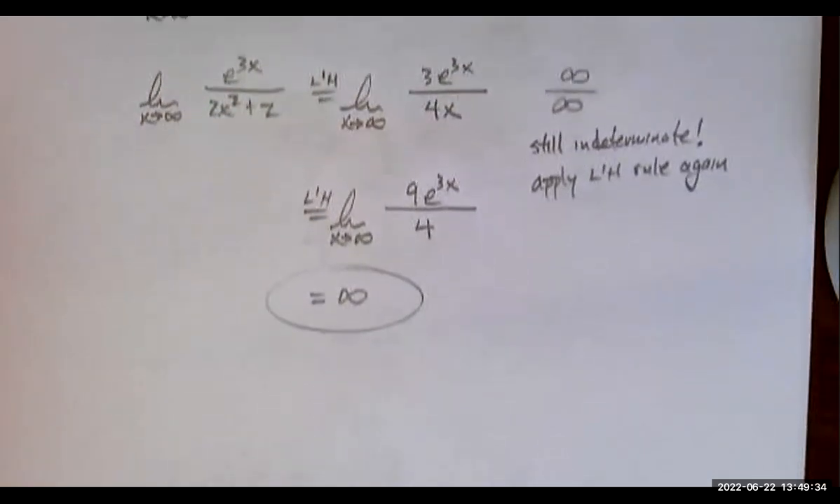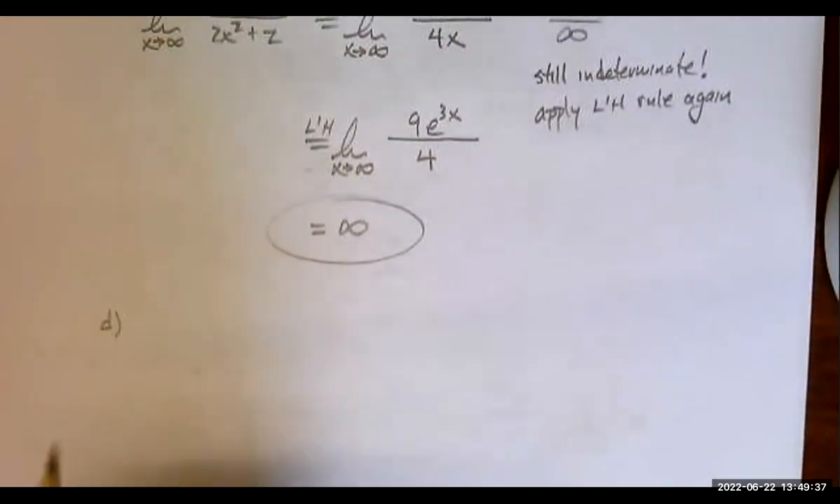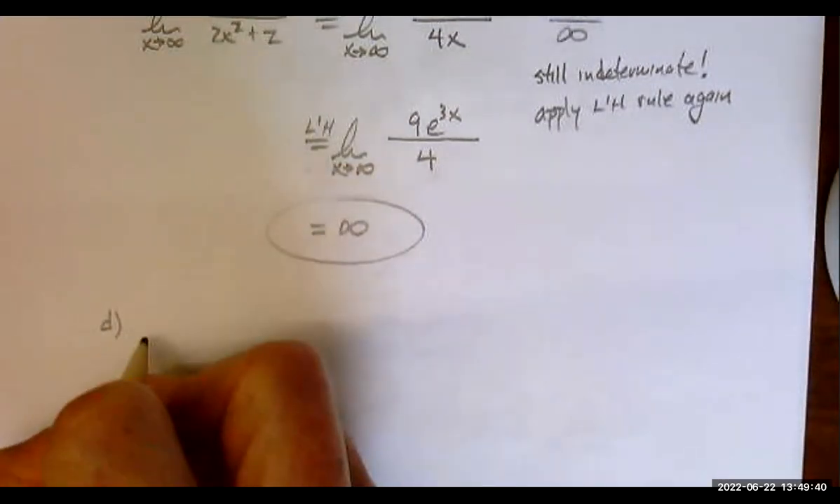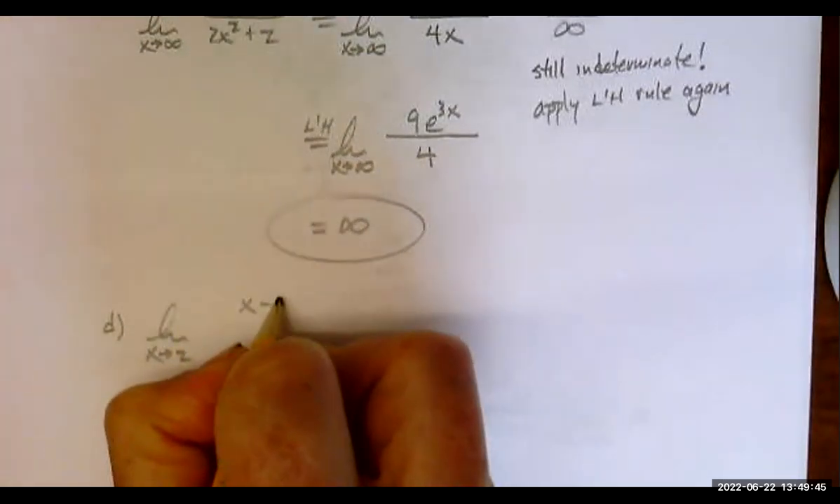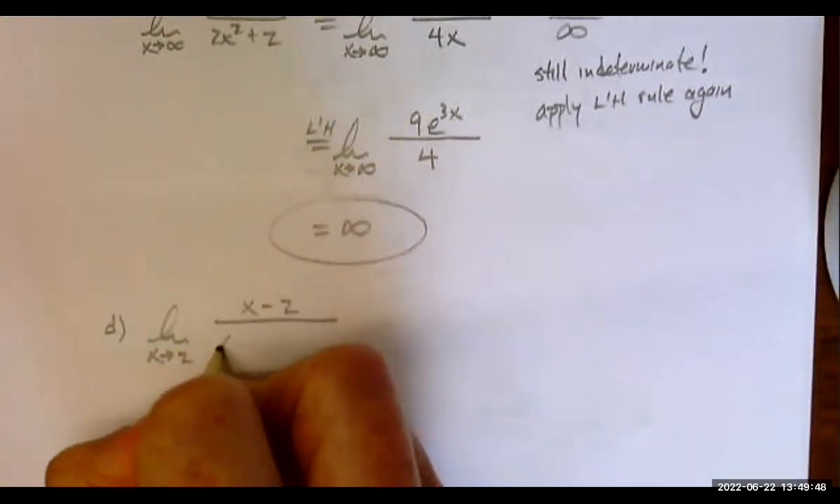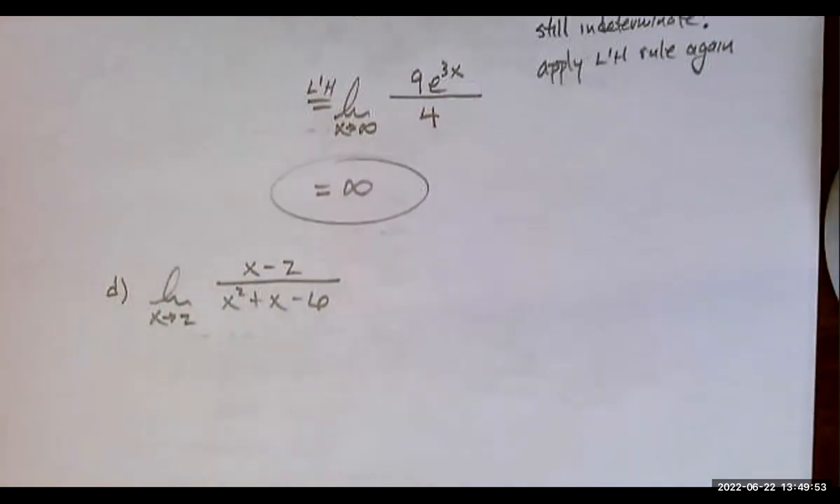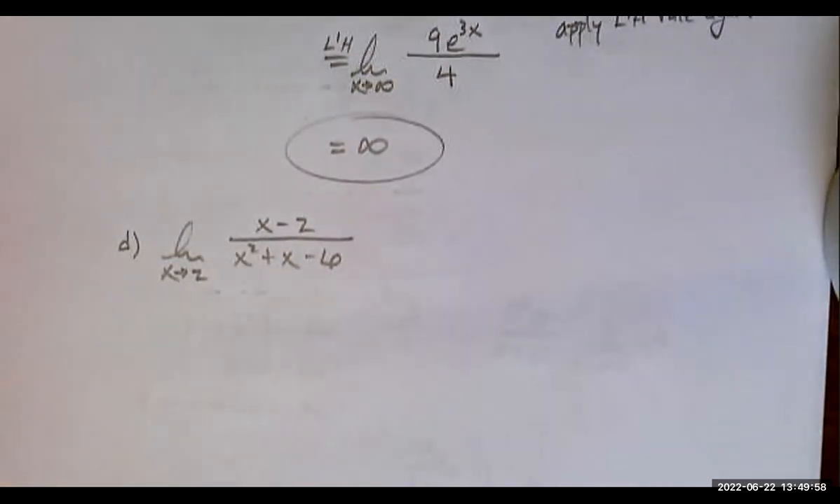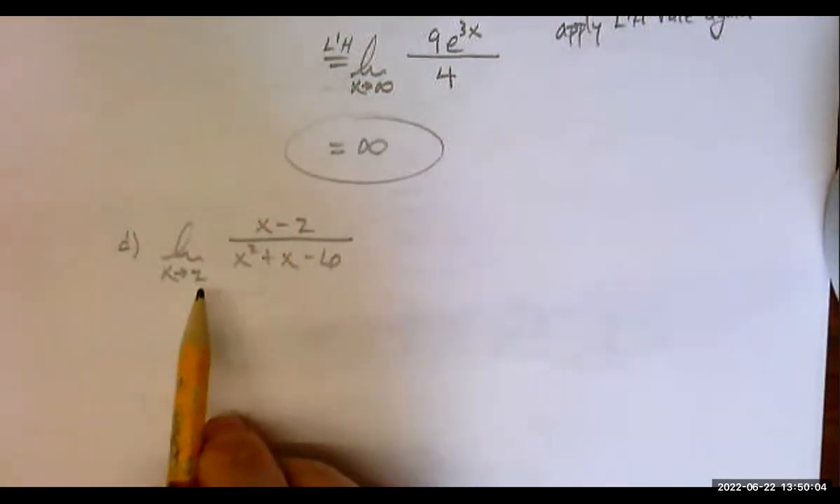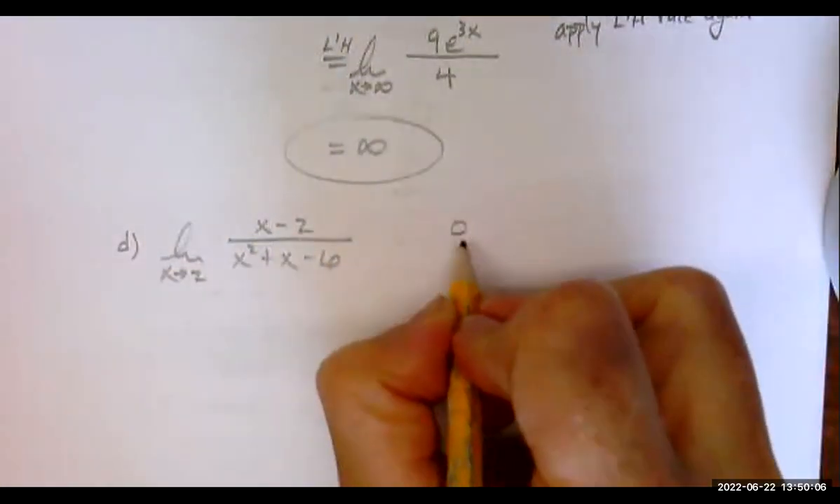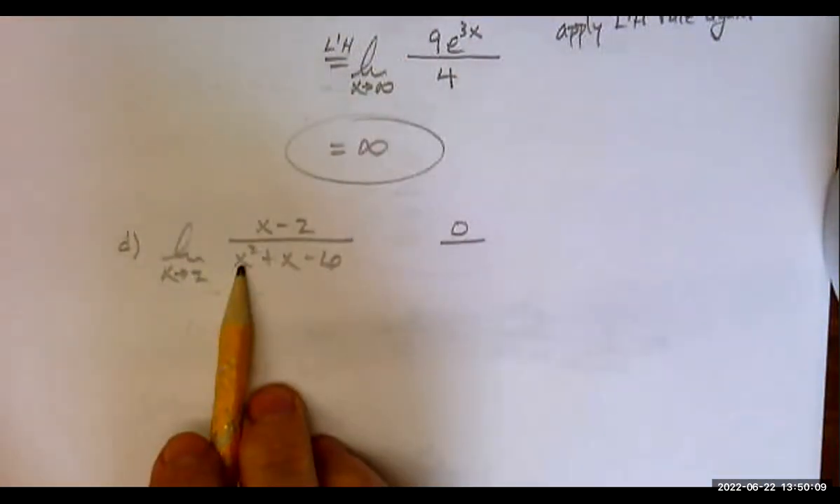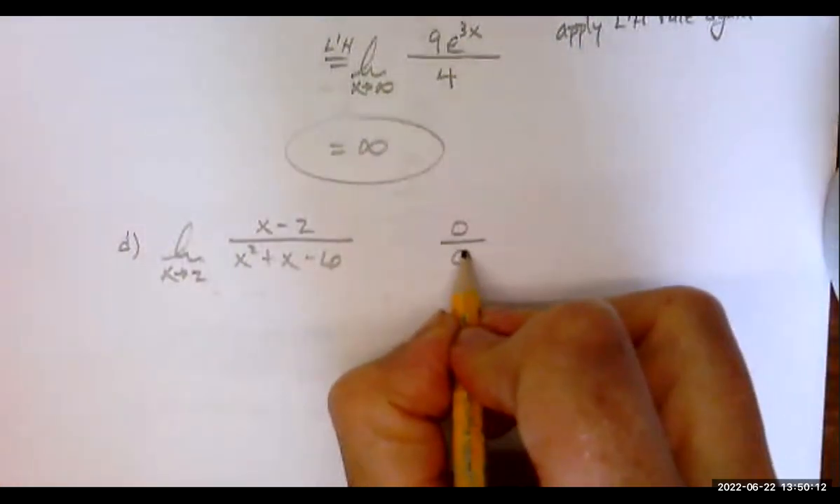Okay, let's go for part D here. Part D is kind of interesting. The limit as x approaches 2, x minus 2 over x squared plus x minus 6. First step, of course, is to see if this is indeterminate. Well, if we plug in 2, what's going to happen? 0 on the top. 2 squared is 4, plus 2 is 6, 6 minus 6, 0 over 0.